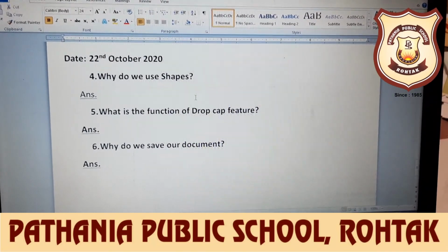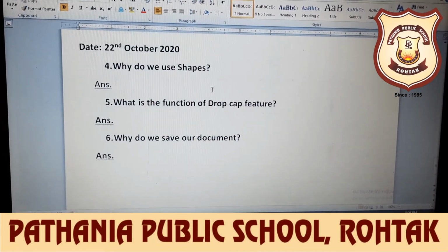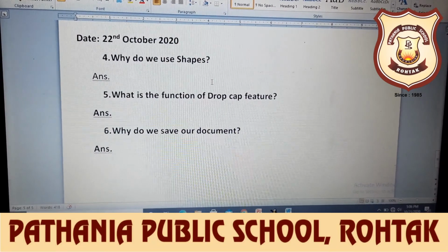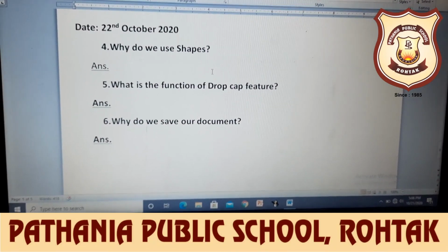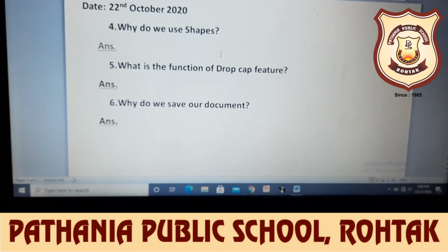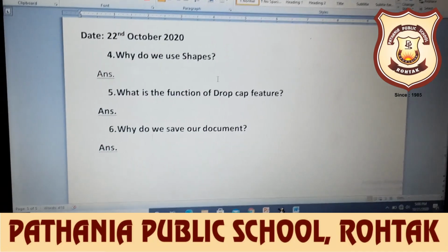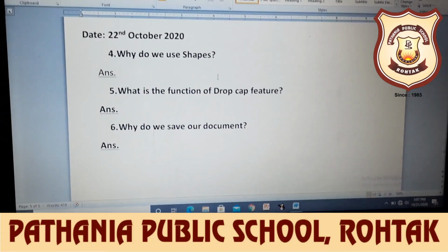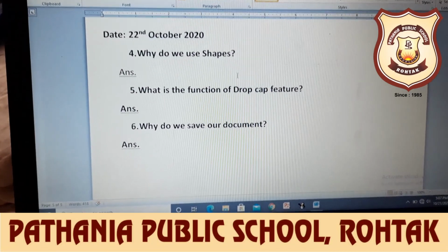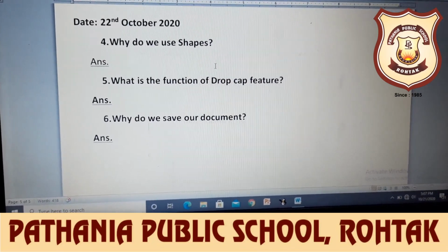So here are the question answers. Now the fourth question is, why do we use shapes? So why we use the shapes in our document? We use shapes because they add visual appeal to our document. Visual appeal means देखना, जो आप देख सकते हो. Visual appeal together means कि जो आपको देखने में अट्रैक्टिव लगे, अच्छा लगे.